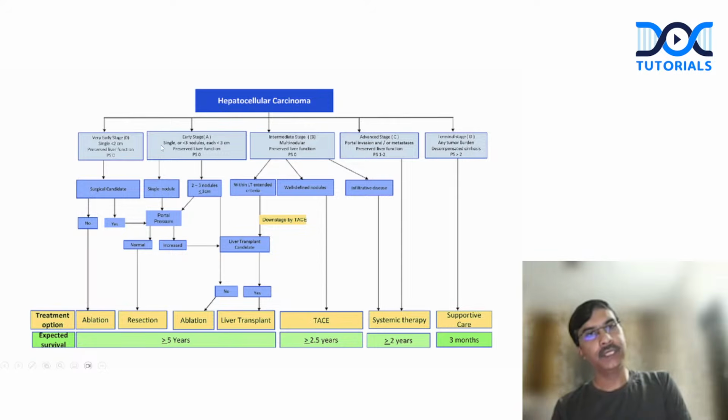Earlier, only early stage or very early stage were recommended liver transplantation. This time, intermediate and advanced stage with preserved performance status are definitely recommended liver transplantation too.